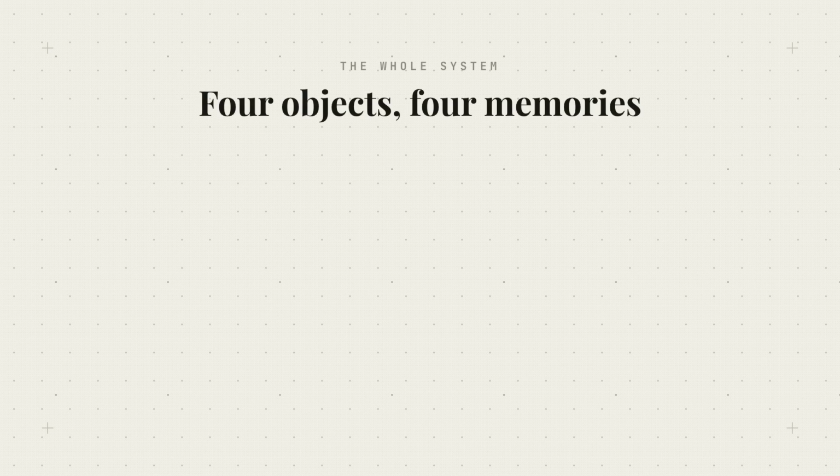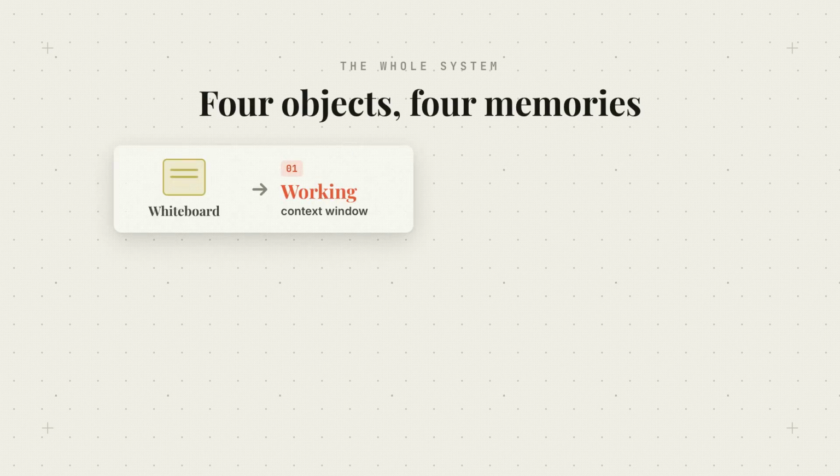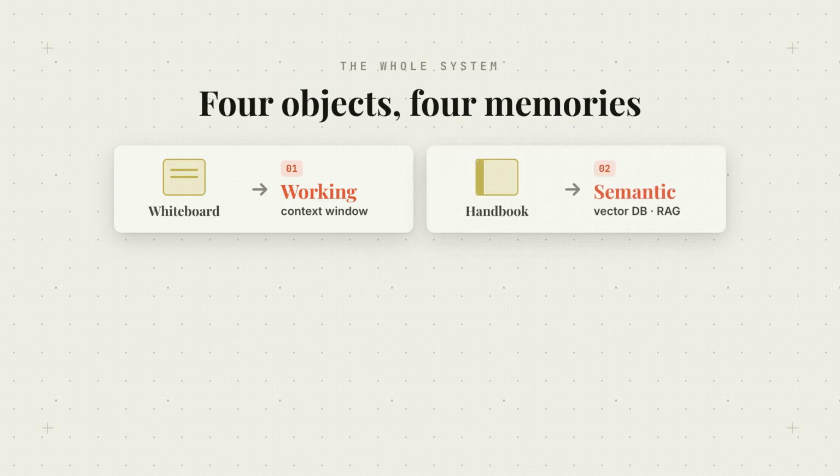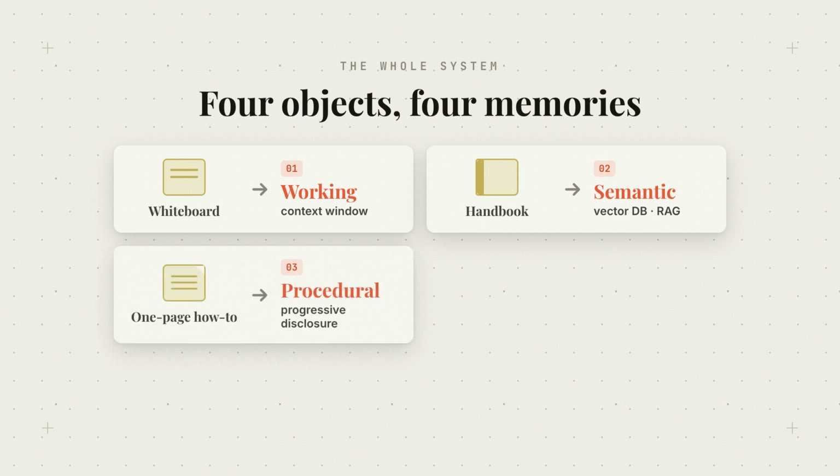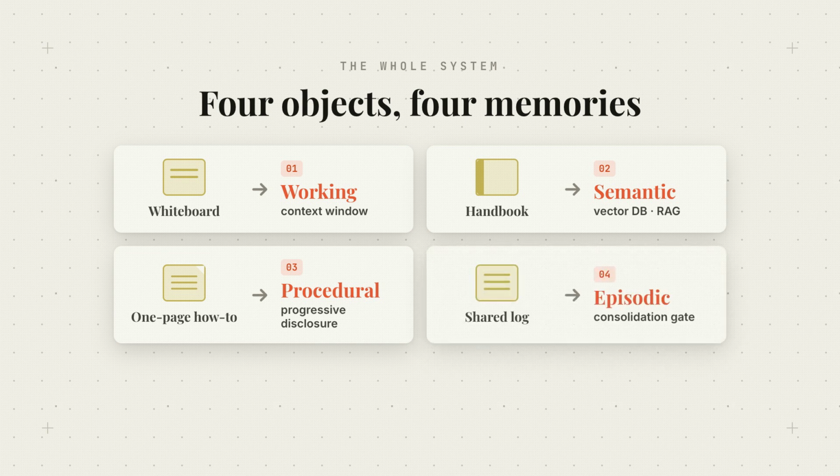So let's put it all back together. Working memory is your whiteboard. It's live right now, gone the second it's wiped. Semantic memory is the handbook on the shelf. Durable, pulled out when you actually need it. Procedural memory is the one page you actually need for the task in front of you. Episodic memory is the log of what actually happened, the reason why you don't make the same mistake again. A basic chatbot only has the first one. Everything past that is what actually makes something an agent.